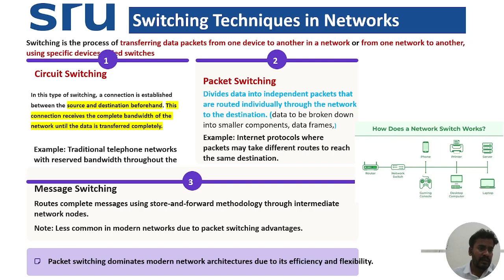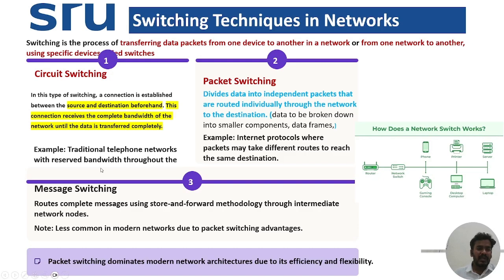In circuit switching, a connection is established between the source and destination beforehand. So before communicating from one to another, the connection should be established. This connection receives the complete bandwidth of the network until the data is transferred completely.